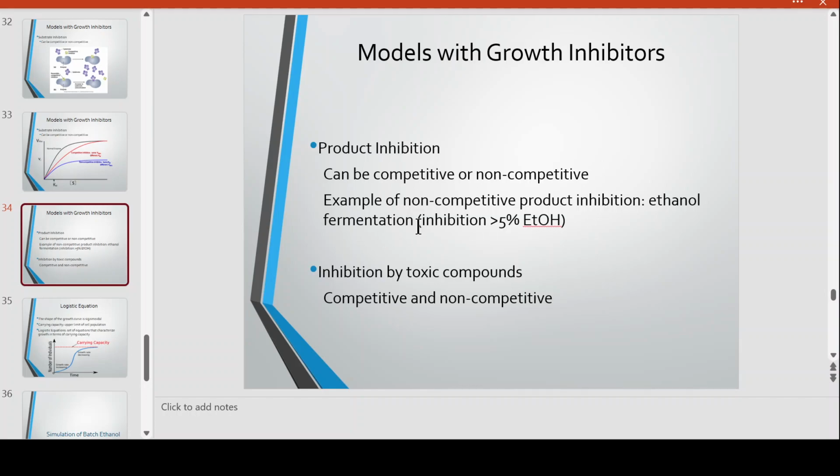An example of that is the production of ethanol, the fermentation of alcoholic beverages. There's only a certain amount of alcohol that can be reached. Actually, this has been a practical problem before, especially in beer, where a company wanted to increase the alcohol content in the beer.